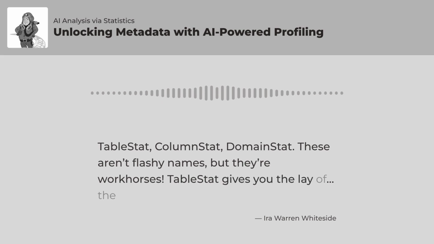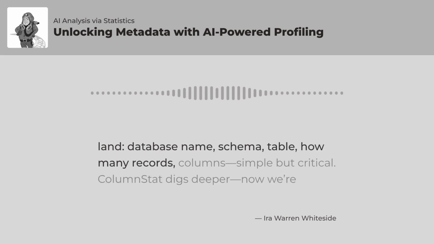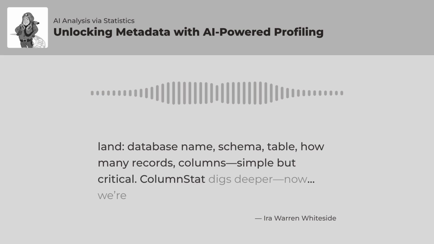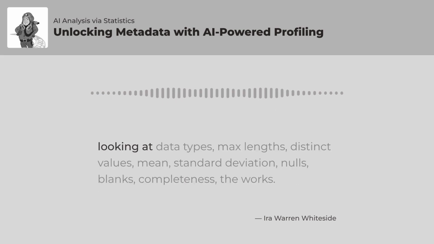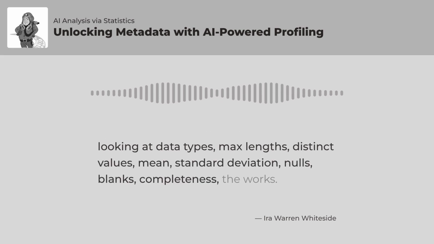Table stat gives you the lay of the land: database name, schema, table, how many records, columns. Simple but critical. Column stat digs deeper. Now we're looking at data types, max lengths, distinct values, mean, standard deviation, nulls, blanks, completeness, the works.